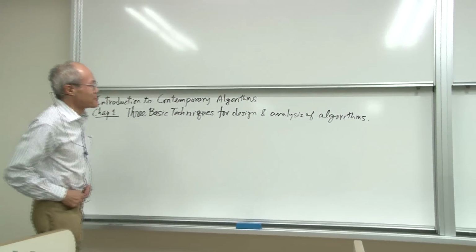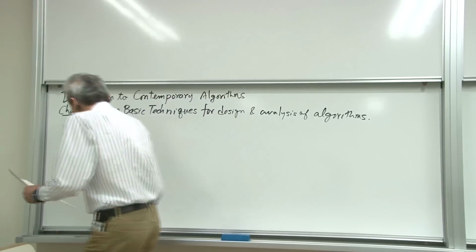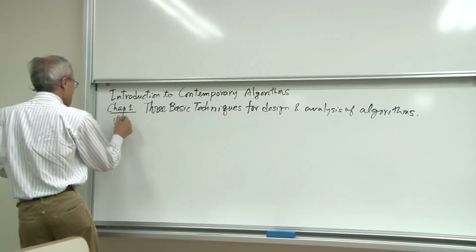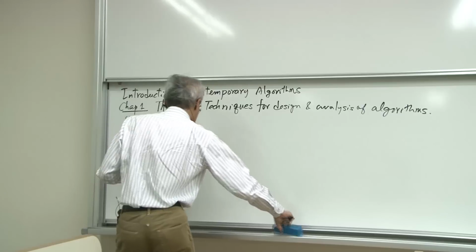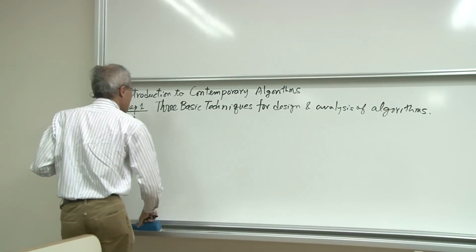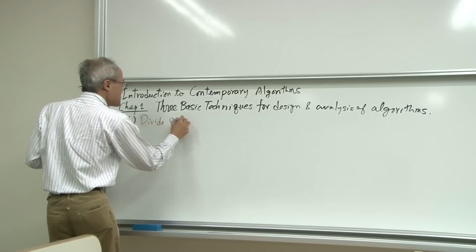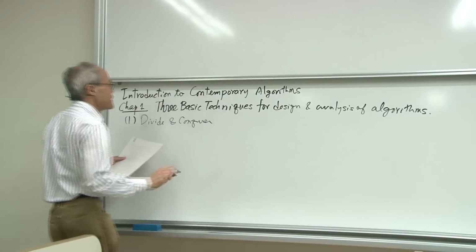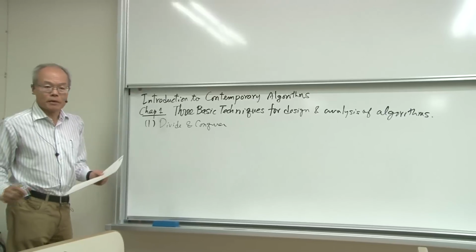Three basic techniques for design analysis for algorithms. And the first technique is divide and conquer. We already saw two examples.